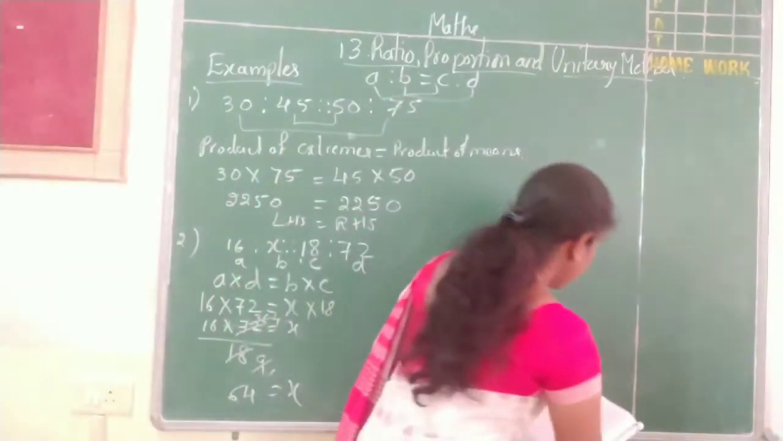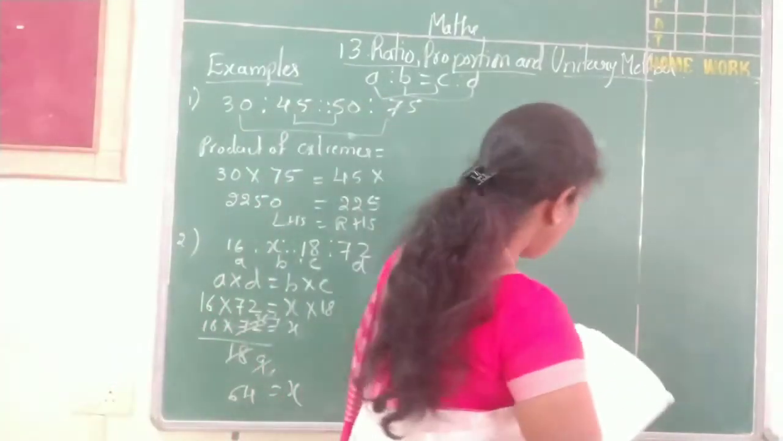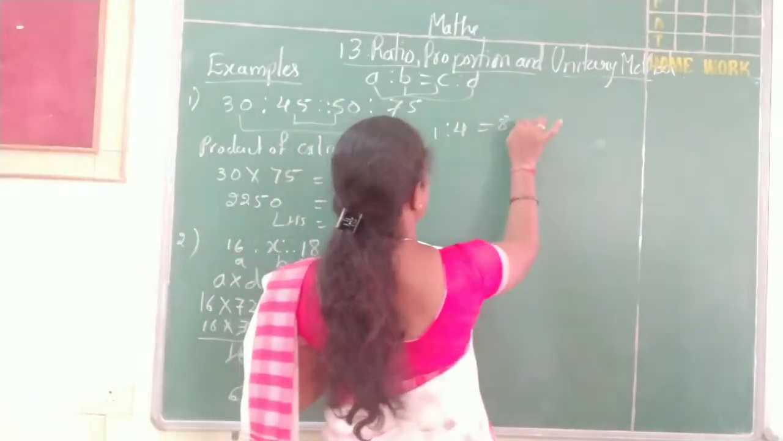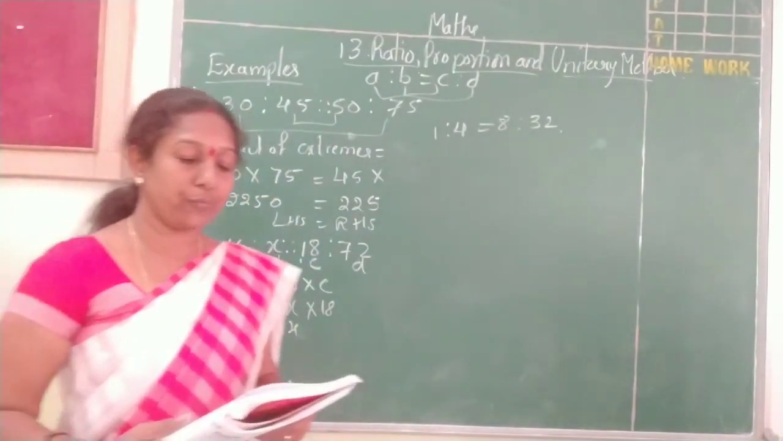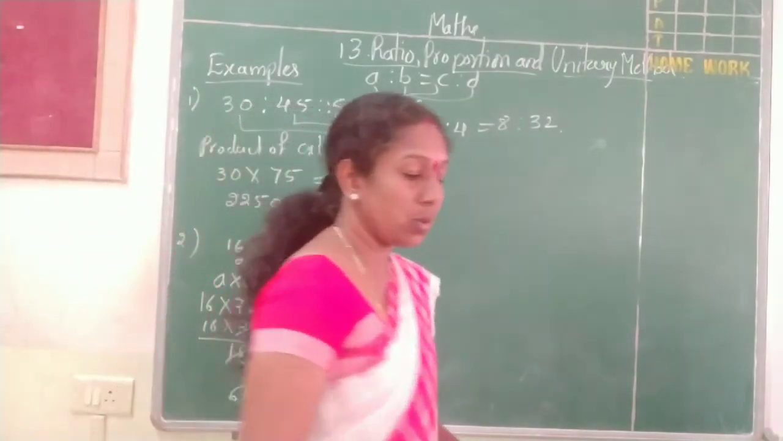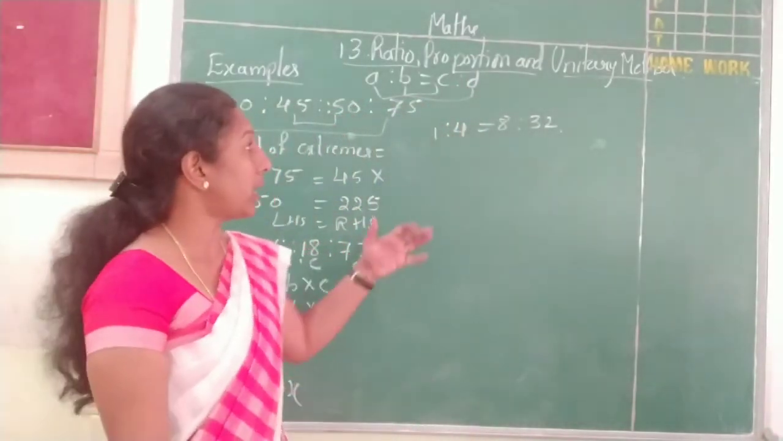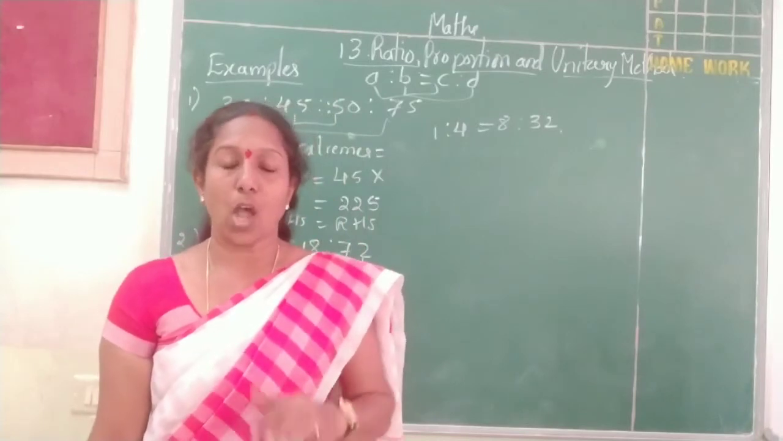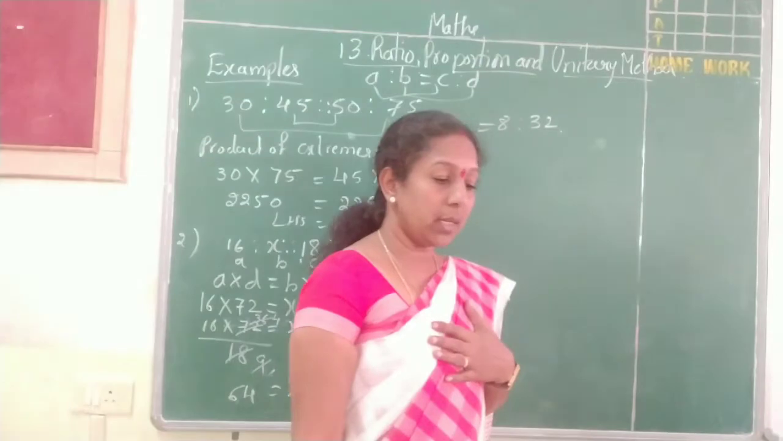See here they are given a proportion. Which proportion is given here? 1 is to 4 is equal to 8 is to 32. How many proportions can you form with these numbers? So by using the same proportion, we can write how many proportions without changing its value. How can we write? We can write 3 more.